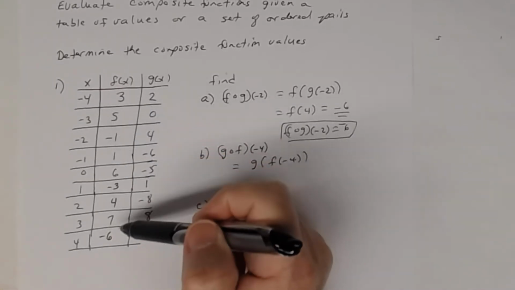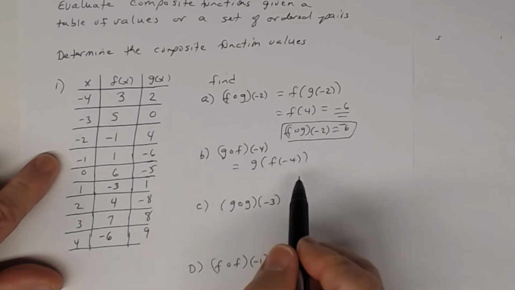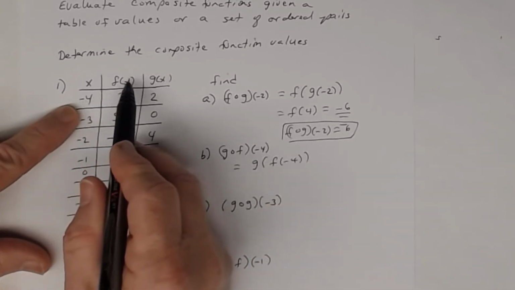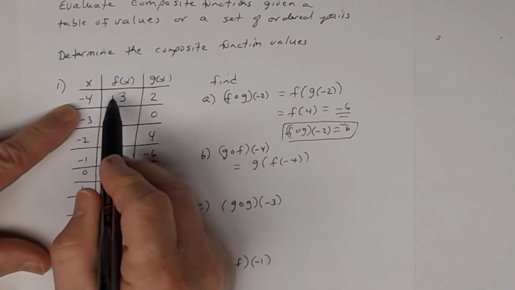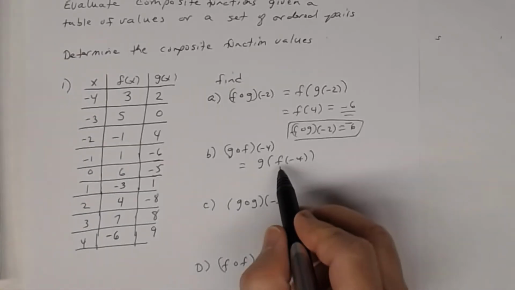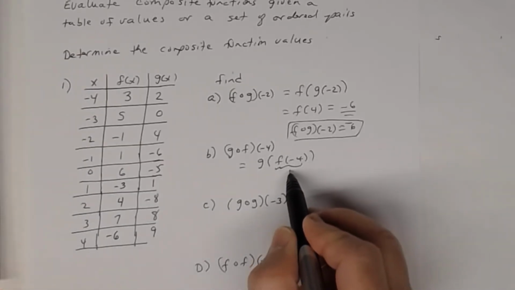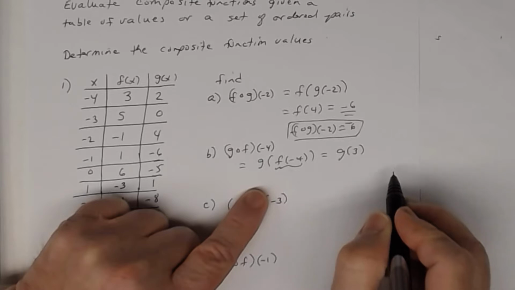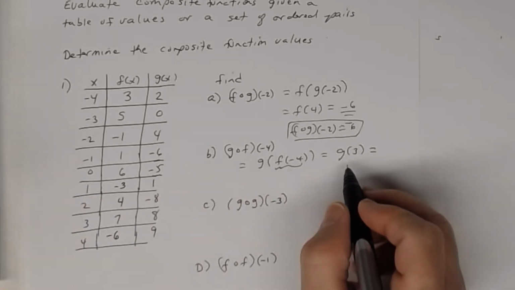Your function f is that second column. So f of negative 4, here's where x is negative 4. f of negative 4 is 3. So now we know that f of negative 4 is 3, right? That means this right here is 3. So replace f of negative 4 with 3, and this becomes g of 3. And so we've got to figure out what g of 3 is now.